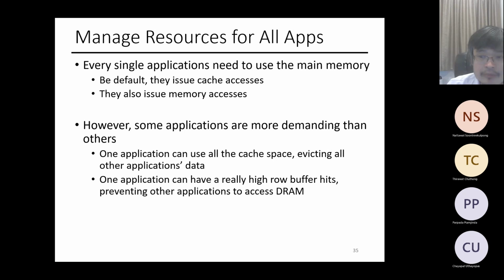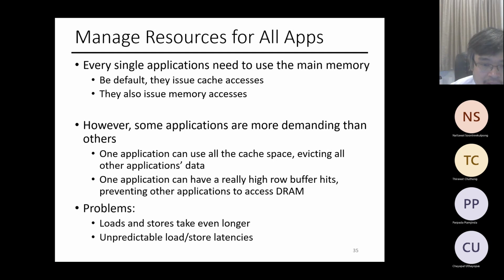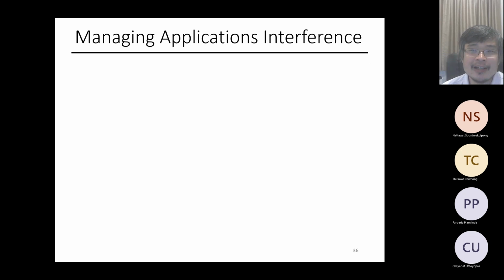One application can have really high row buffer hits that prevent other applications from accessing DRAM. The problem with these kinds of situations is that the other programs would take even longer to process, load, and store. You might even run into unpredictable load and store latency because you have other applications using your resources, right? So these are the shared resources, typically your cache and your DRAM.